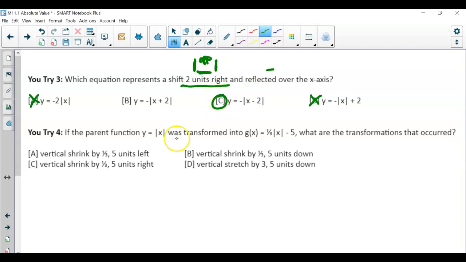Then here we're taking the absolute value parent function and transforming. Well, notice we have the 1/3, so that's our vertical shrink because now our slope is less than 1. And minus 5 on the outside represents your up and down, so 5 units down. So I know that it's 5 units down, so I'm now down to B or D. Well, this is a vertical shrink because it's less than 1, so that's why you should have gotten B.